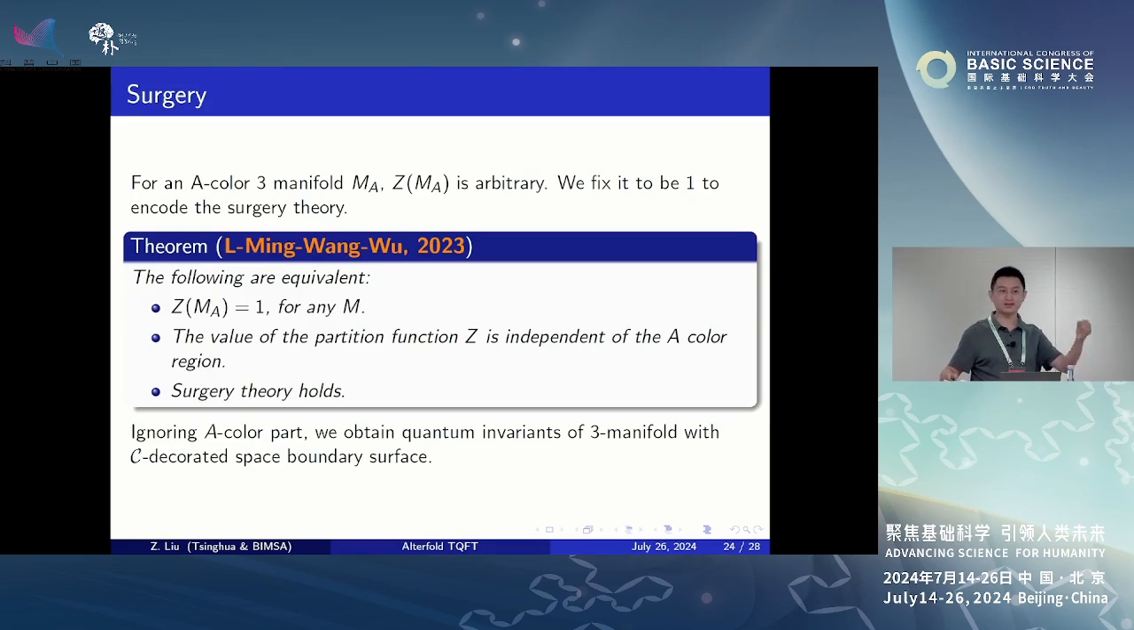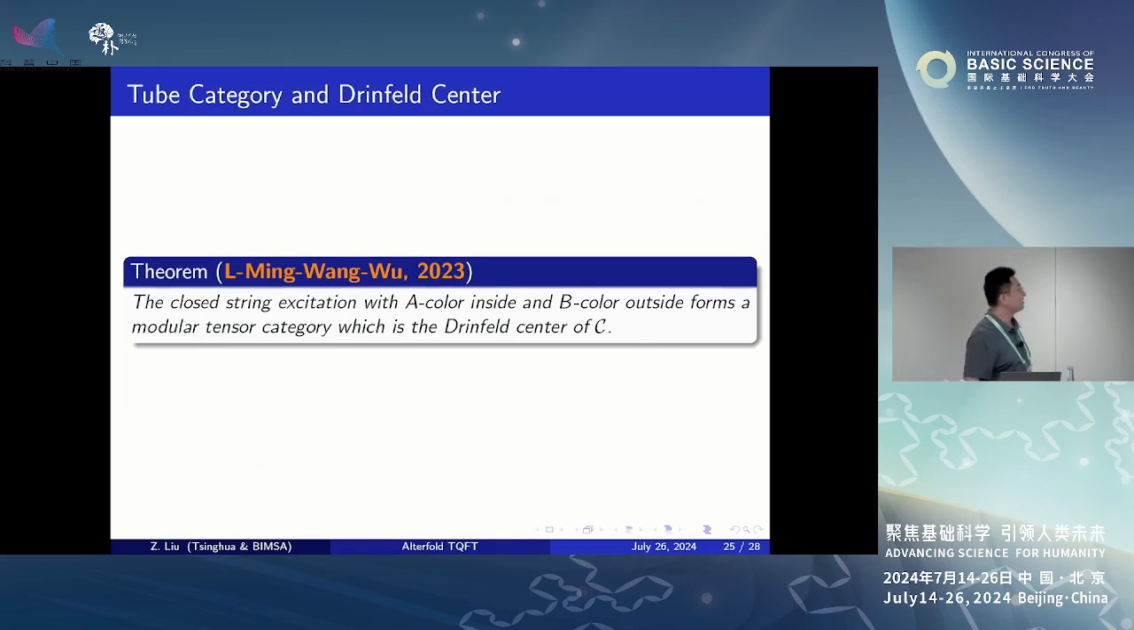And that's exactly the surgery theory. We can change the A color shape. So once we have surgery theory, then we can get back to the Reshetikhin-Turaev 1+2 TQFT. And in particular, we can get the Drinfeld center as the data. And how do we read the Drinfeld center from this? We just read a point-like particle in the 3D theory. And here, the point really blows up to a closed string with A color inside, B color outside. And when we move those points in the 3D space, that forms a braided tensor category. And that is the Drinfeld center.